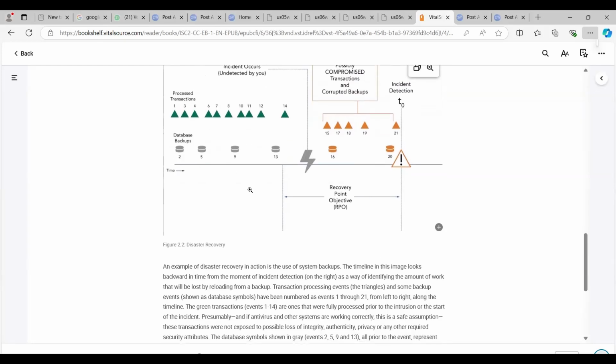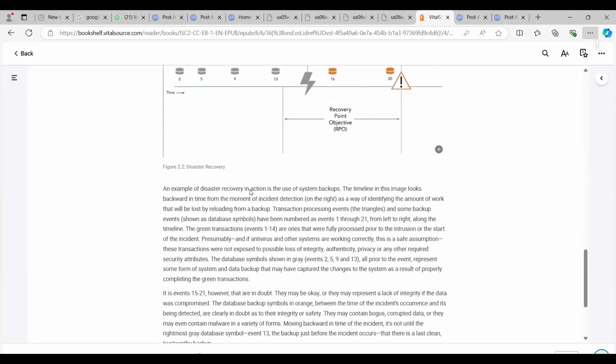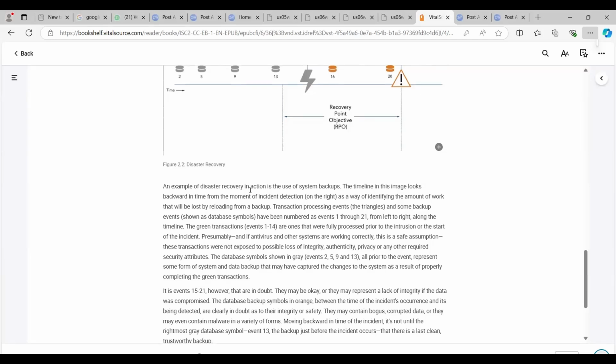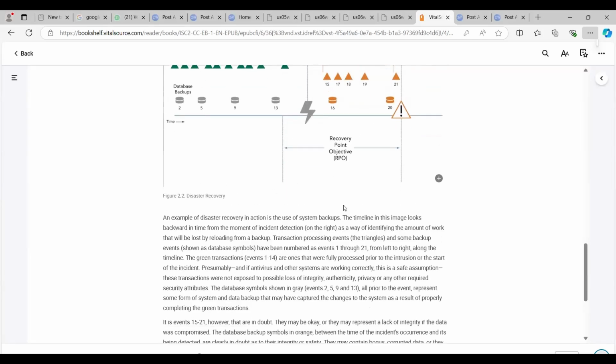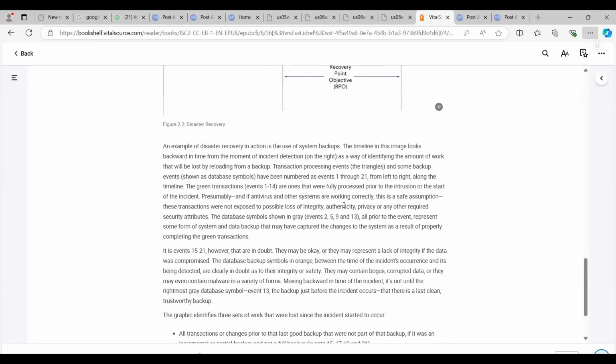This, all prior to the events, represent some form of system and data backup that may have captured the changes to the system as a result of properly completing the green transaction. So it is event 15 to 21, this, however, that are in doubt.